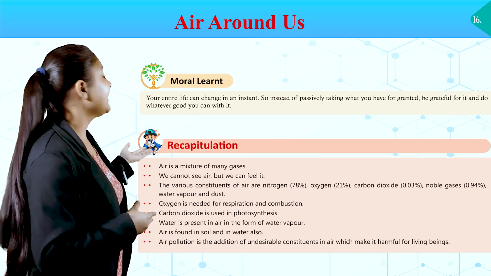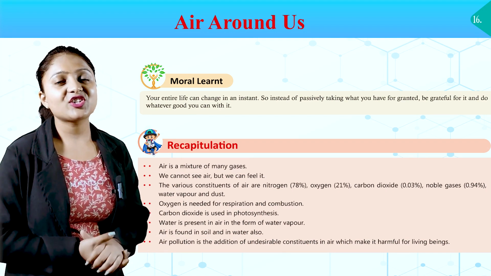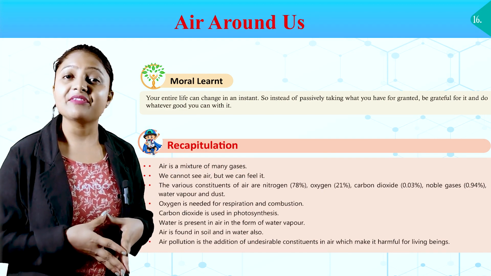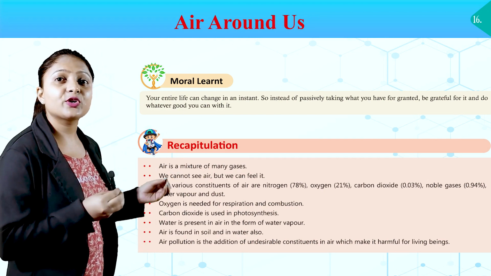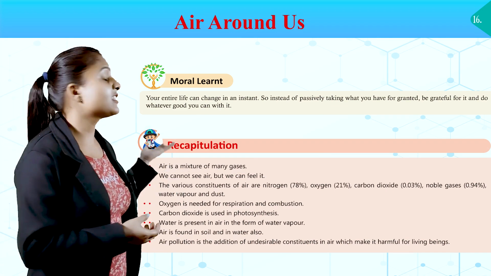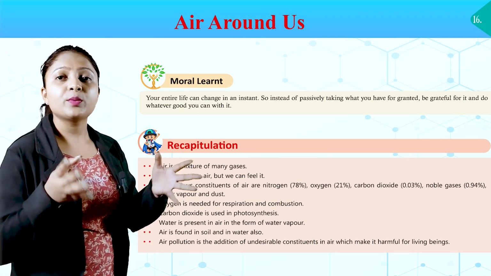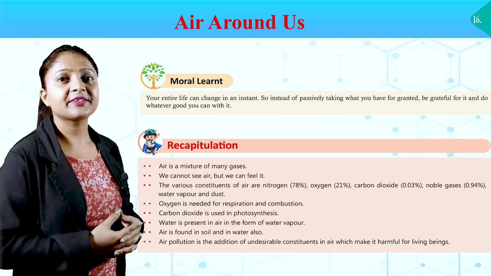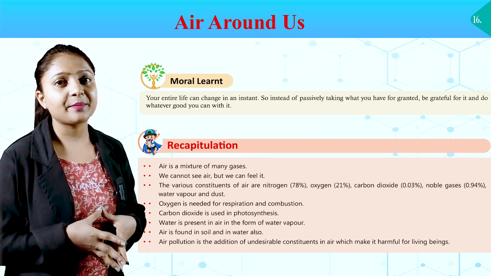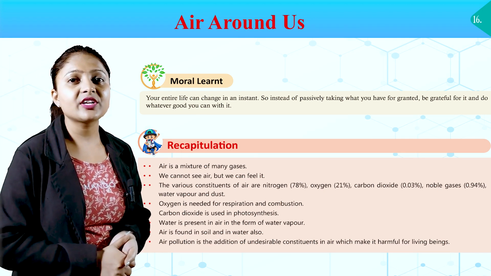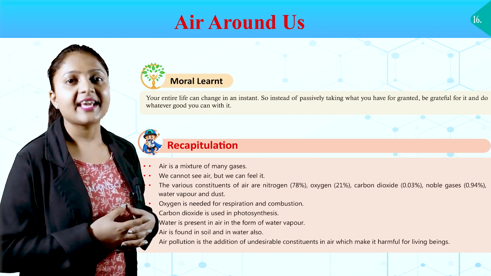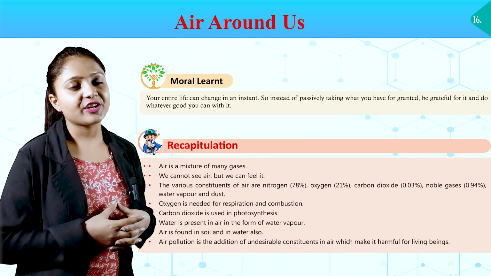Recapitulation. Air is a mixture of many gases. We cannot see air but we can feel it. The various constituents of air are nitrogen 78%, oxygen 21%, carbon dioxide 0.003%, noble gases 0.94%, water vapor and dust. Oxygen is needed for respiration and combustion. Carbon dioxide is used in photosynthesis. Water is present in air in the form of water vapor. Air is found in soil and in water also.